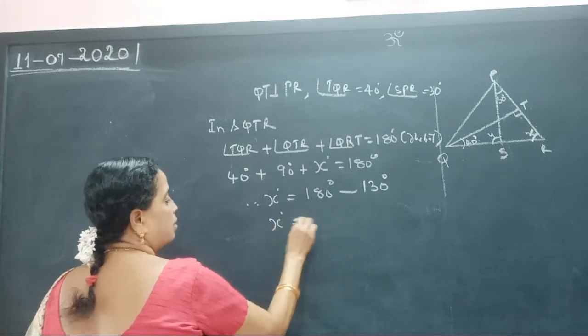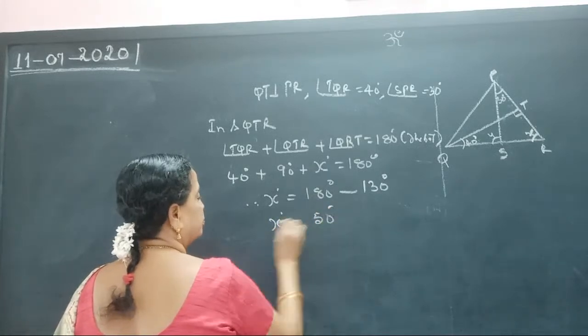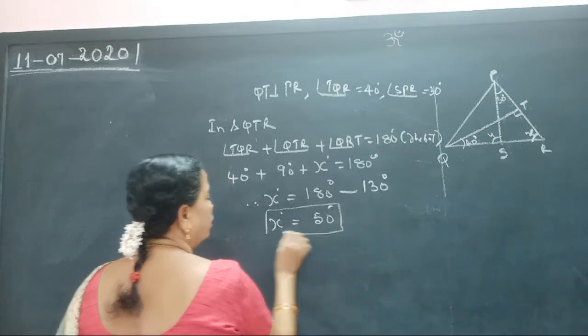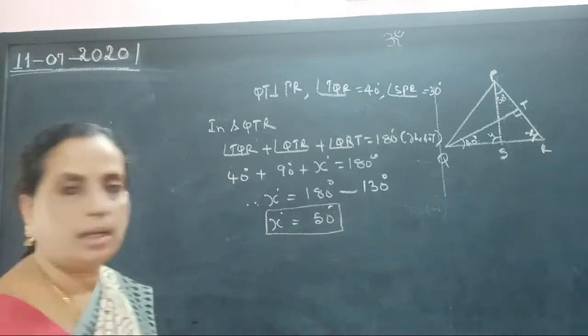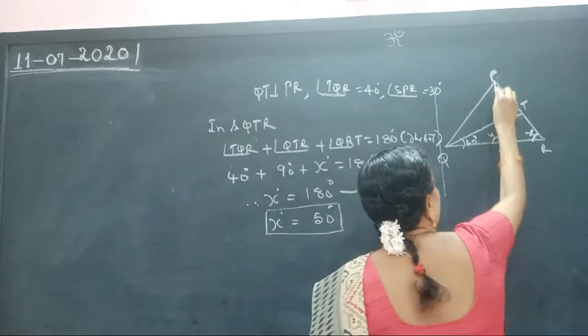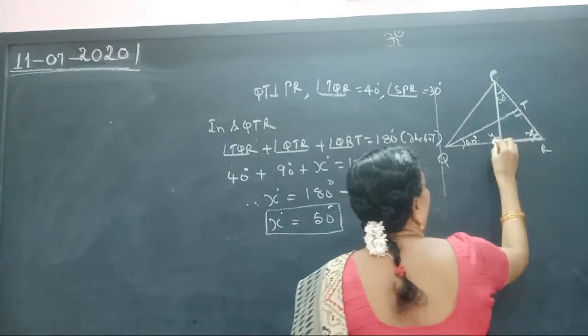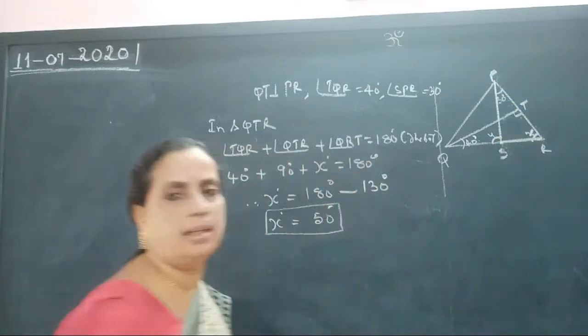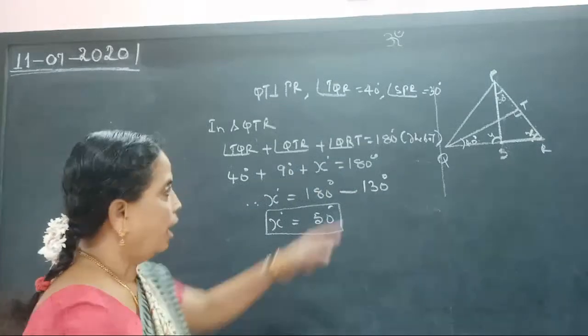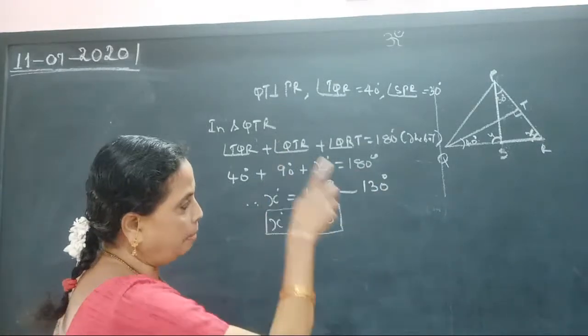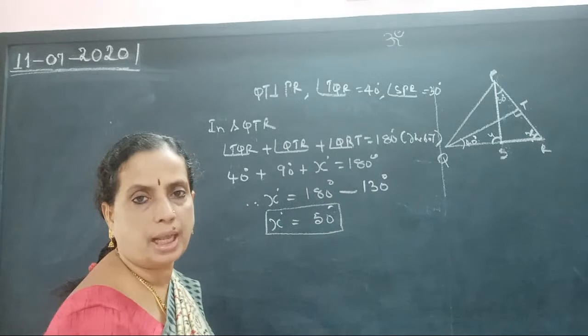X equals 50 degree. So we got the value of X. Now in this triangle, Y will be the exterior angle. Are you agree with this? Angle Y, that is angle PSQ, is an exterior angle.